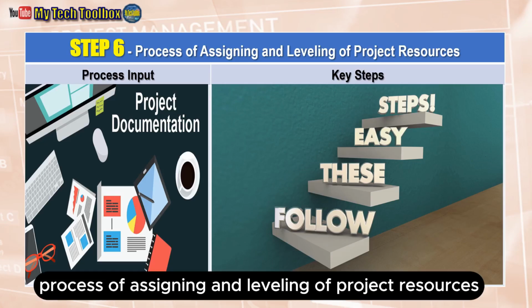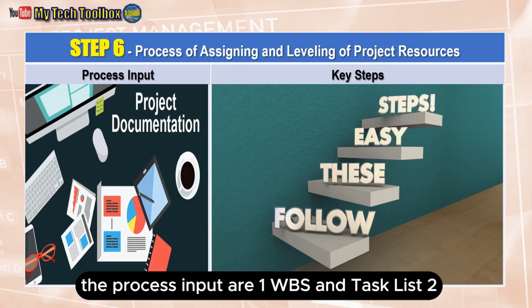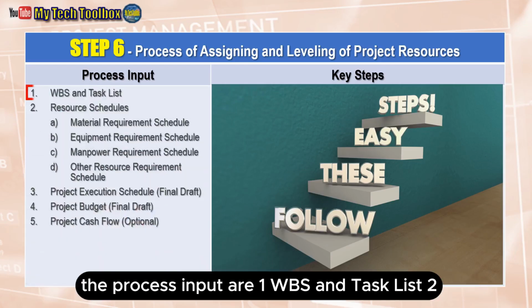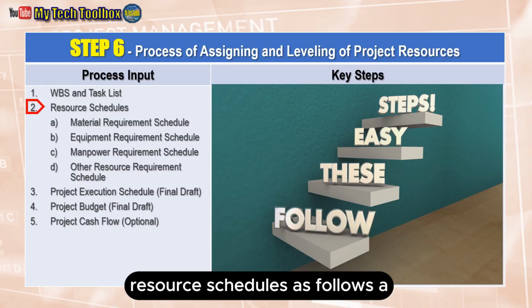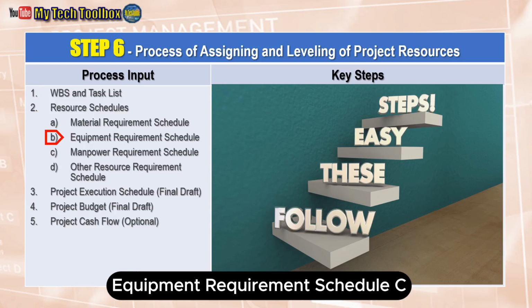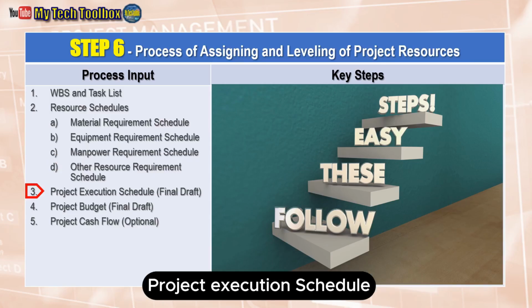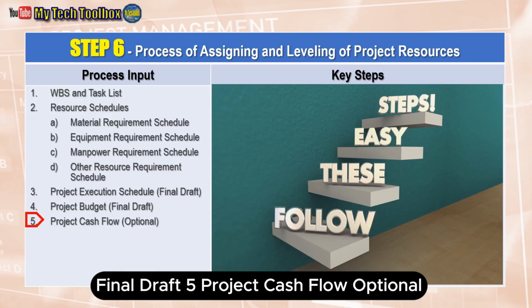Process of assigning and leveling of project resources. The process inputs are 1. WBS and task list. 2. Resource schedules as follows. A. Material requirement schedule. B. Equipment requirement schedule. C. Manpower requirement schedule. D. Other resource requirement schedule. 3. Project execution schedule, final draft. 4. Project budget, final draft. 5. Project cash flow, optional.